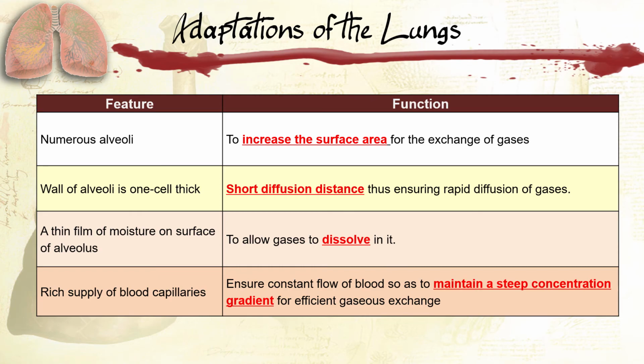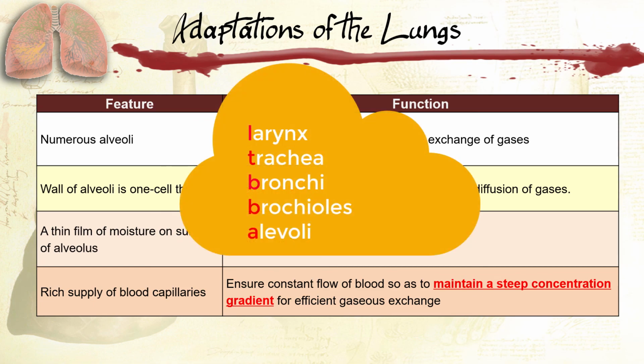So this will be all for this video on the anatomy of our respiratory system, as well as the adaptations of the alveoli. If you ask me, the part which requires more understanding is the alveoli part. The anatomy labeling is just 3 marks. Just make sure you know the names: larynx, trachea, bronchi, bronchioles, and alveoli. LTBBA.